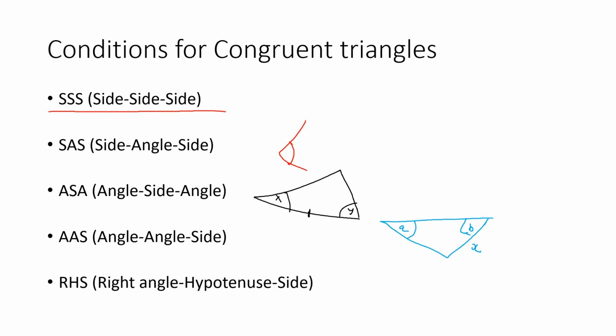But this last one is really interesting. This one is called right angle, hypotenuse, and side. Because if we know what the hypotenuse is, and we know what one side is, then we know what this side is going to be, because we use Pythagoras' theorem to find out what this big one is. So let's use this in practice.